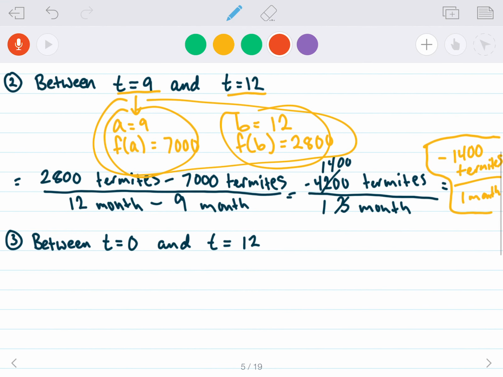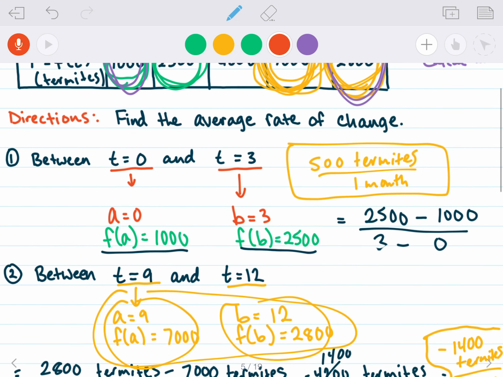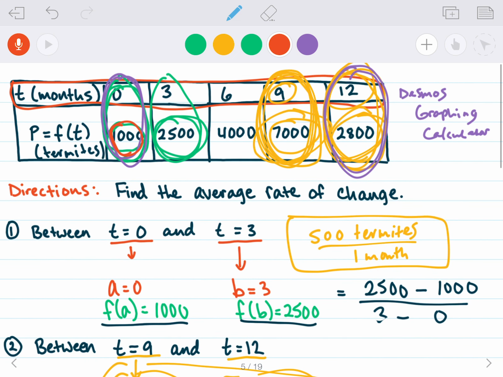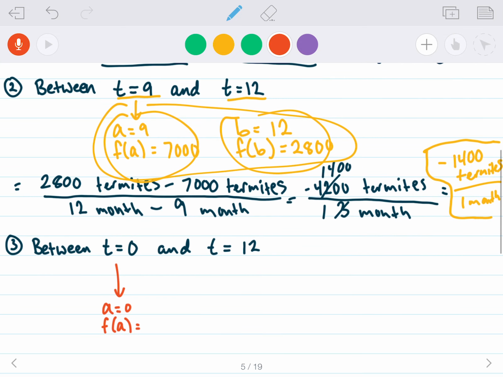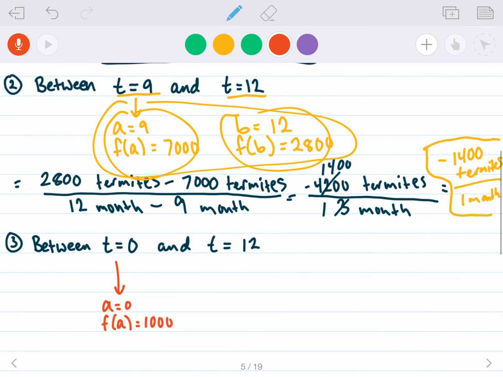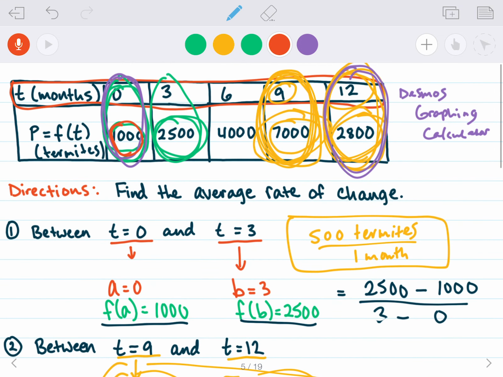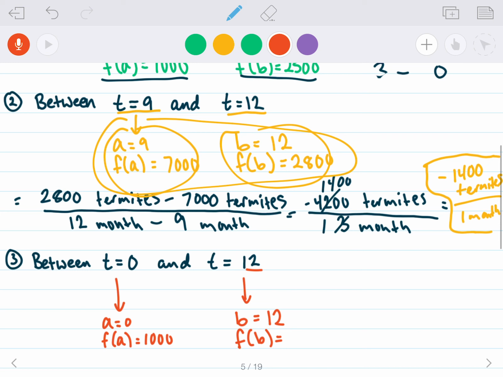So my starting input is going to be A equals 0. The corresponding output, F of A, is going to be 1,000, right? So F of A is 1,000. My B, my ending input, is B equals 12, right? Input is always time. And my corresponding output that goes with 12, the termites, is 2,800. Okay, so that's my F of B.